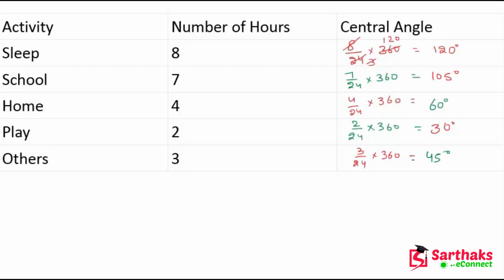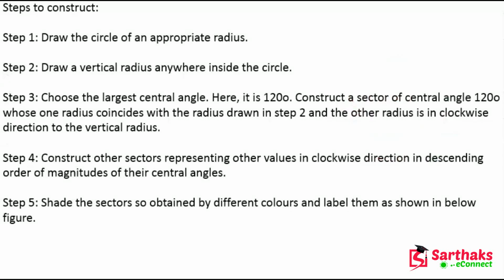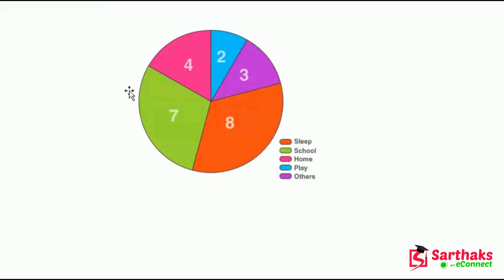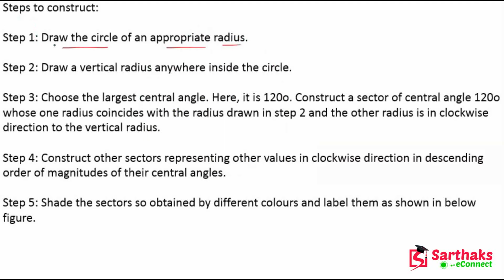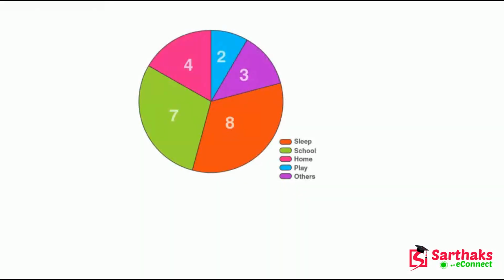Now let's see the steps of constructing the pie chart. First of all, draw a circle of an appropriate radius, randomly. Now draw a vertical radius anywhere inside the circle. So let's suppose we are drawing the vertical radius like this. So this is the vertical radius.